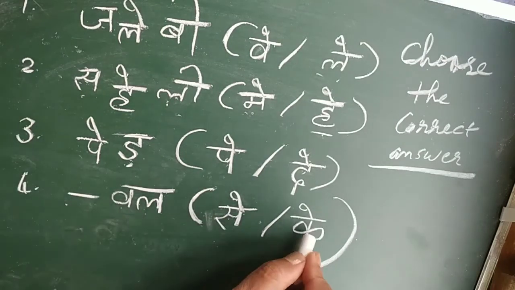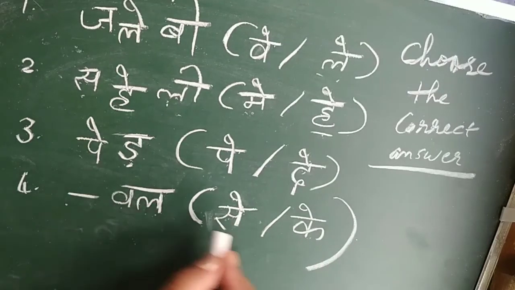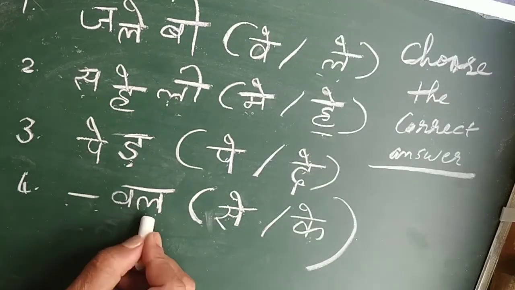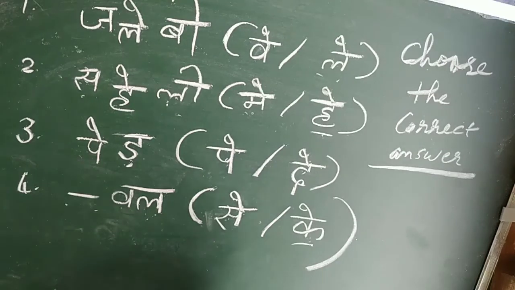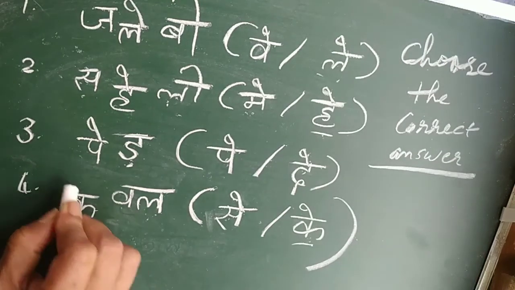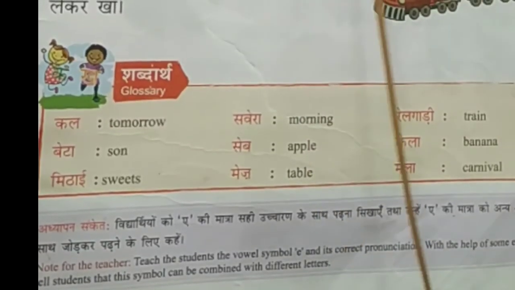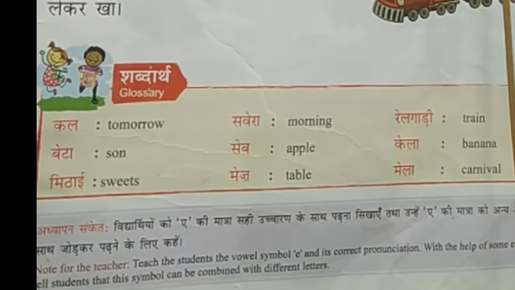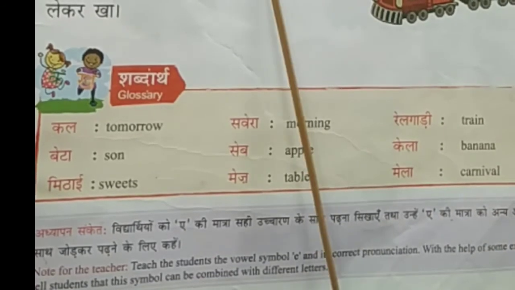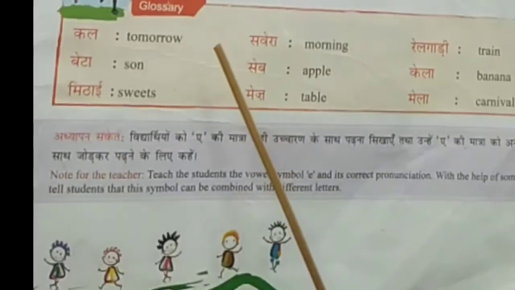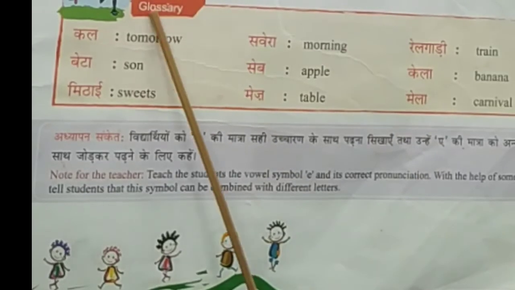See the last one, dash, well. Say, K. Saval, Kaval. Which is the right answer? Yes, Kaval. So, children, study all these words from the box. Now, after this, you have to study the meaning.